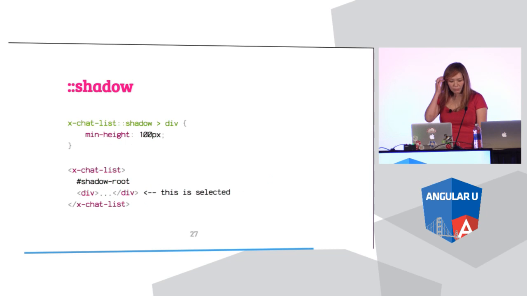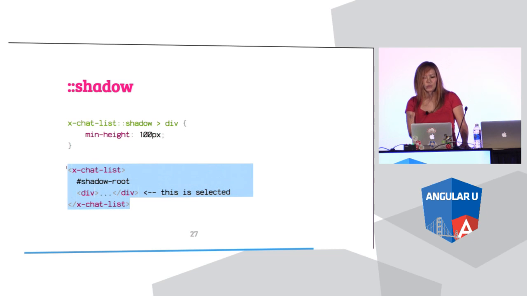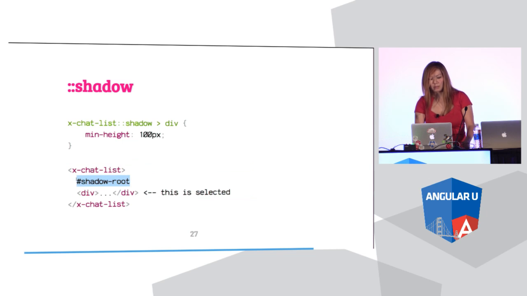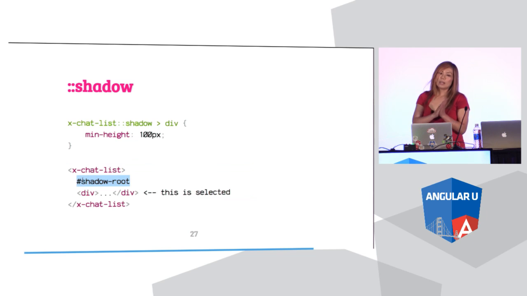And there's one more pseudo element, and it's ::shadow. That matches a shadow root. So in this case, you're using this custom element, and there's a shadow root, right? It's not visible to anybody. I just wrote it down for the convention. So you've got a shadow root, and when you have a div inside, that's how you select the div tag here. So x-chat-list, using the ::shadow pseudo element and a div.